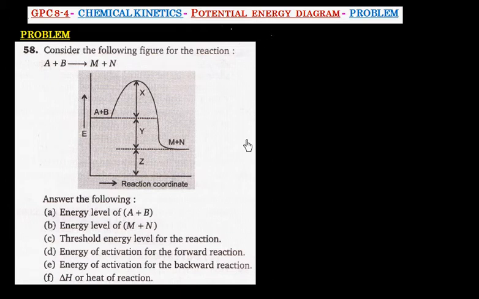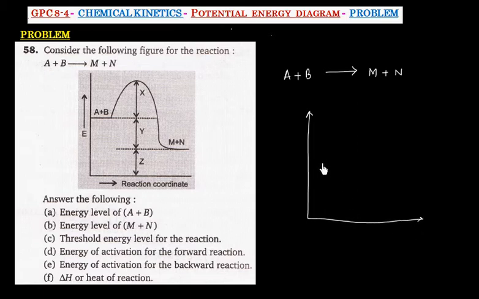This problem is related to potential energy diagram. Let us try yourself. So we have been given a potential energy diagram for a reaction. So here we have the reactant, that is A plus B, and here we have the product M plus N.